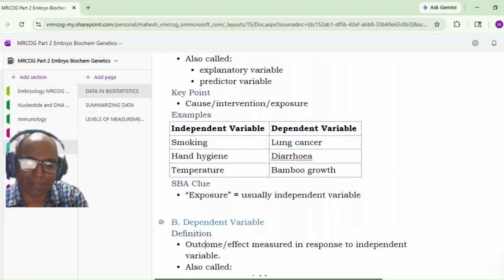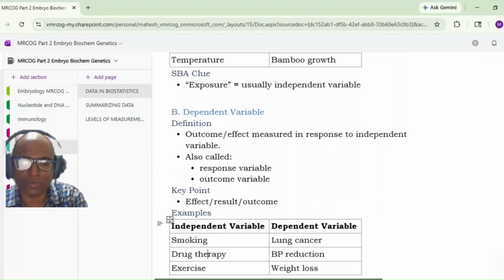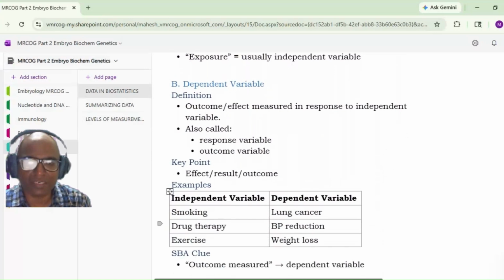Okay, so the next type of variable is the dependent variable. It is also called the outcome variable or response variable. These are the other names for it. By definition, it is the outcome or the effect measured in response to the independent variable. So the dependent variable is nothing but the outcome or the effect which is measured in response to the independent variable.